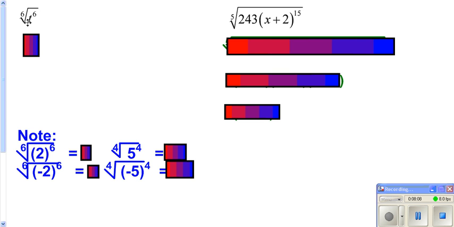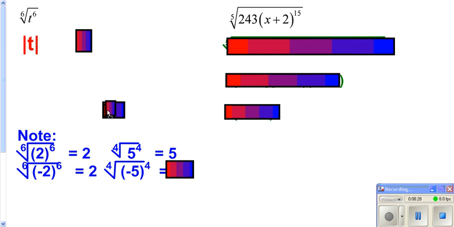Here we have the sixth root of t to the sixth. The root and the exponent undo each other, but it's the absolute value. Because consider this here. 2 to the sixth root is just 2. But a negative 2 to the sixth power is positive 2. Same idea over here. And if you wanted to double check these on your calculator, you could. So whenever you're dealing with an even root here, what you get out then will be this sign that you have in front, which is positive. So to ensure the inside's positive, you have to use absolute value.